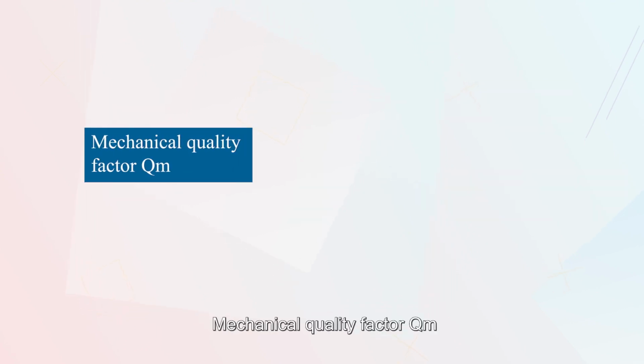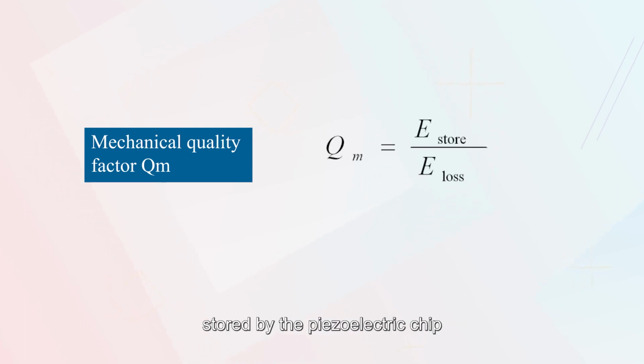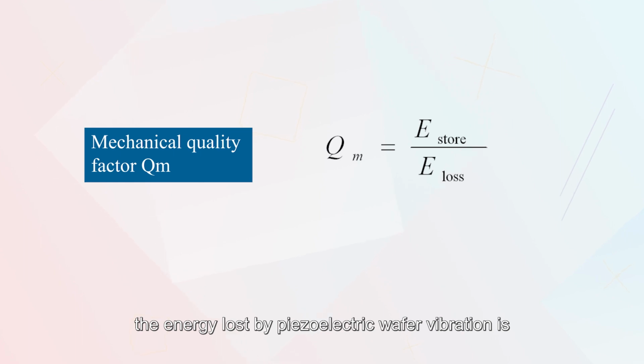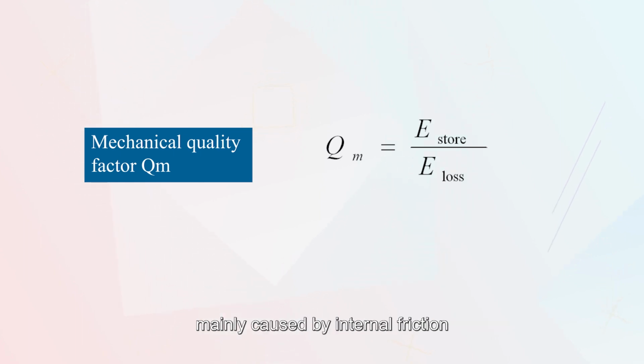5. Mechanical quality factor Qm. It is the ratio of the mechanical energy E stored by the piezoelectric chip at resonance to the energy lost in one cycle. The energy lost by piezoelectric wafer vibration is mainly caused by internal friction. Then the Qm value has a great influence on the resolution of the probe.